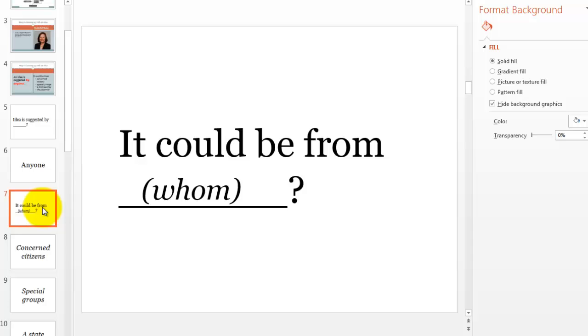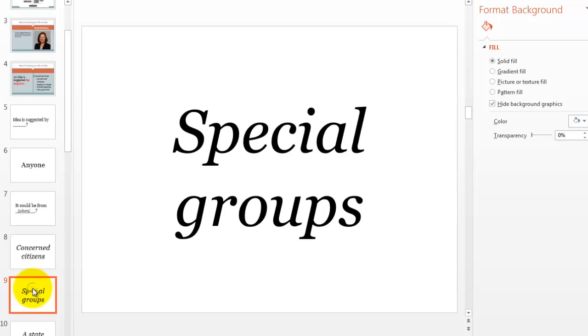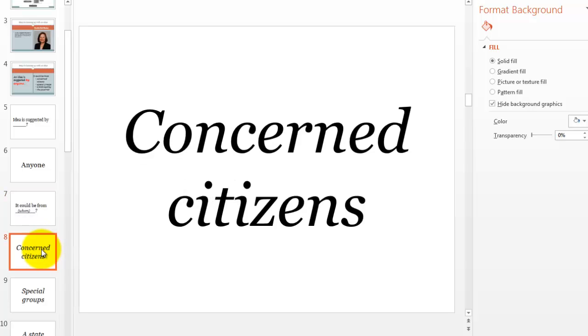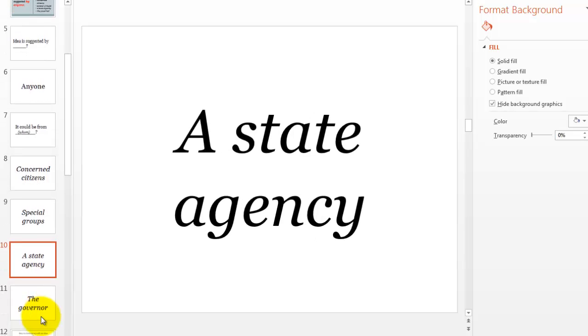Then instead of just providing the answers, you could also have your students guess from whom. You can have a little discussion or Q&A session. If you hear the answer, you could say, sure, yes, concerned citizens. You can give clues and hints so that they'll come up with this answer. Then you again guide your students to come to this answer, then show special groups. Of course, if they can't come up with the right answers, you can just say from concerned citizens, special groups, a state agency, and the governor.